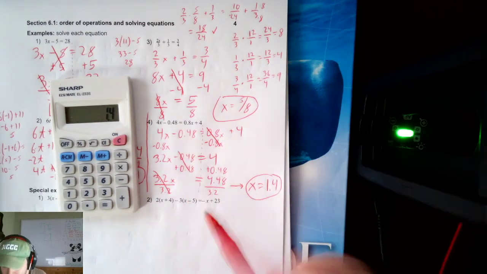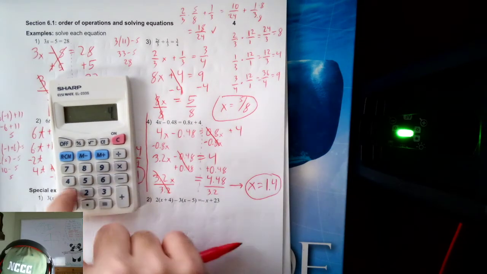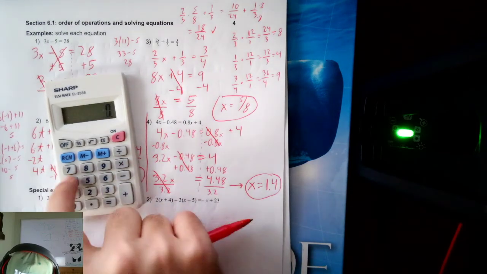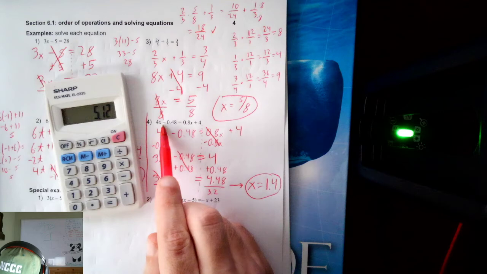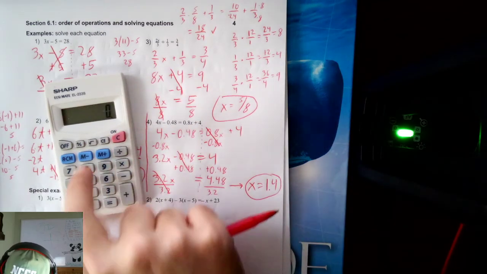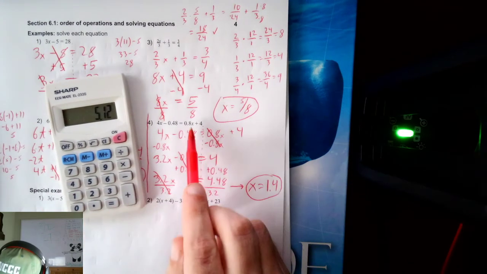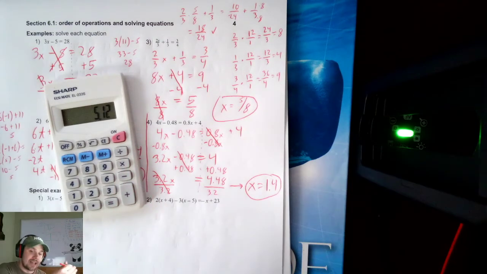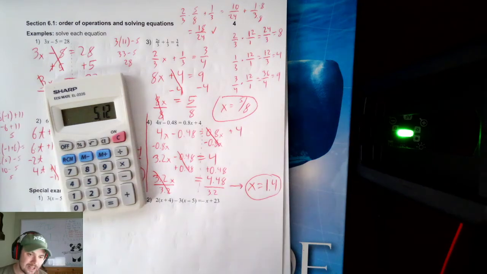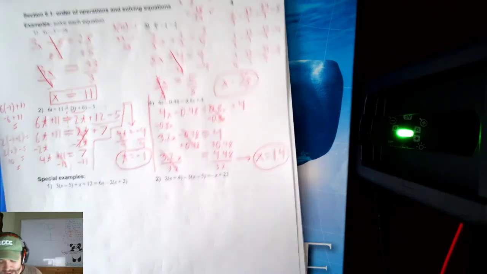I should go back and check. Maybe this time let's check with the calculator. 4x, 4 times 1.4 equals, take away 0.48. I got 5.12. I'm going to remember 5.12 and I'll work on the right. 0.8 times 1.4 plus 4, 5.12. I got the same thing on both the left and the right, so I know I'm correct. I know my answer is correct. Notice I checked quickly to know the answer was correct. And that's our first examples.